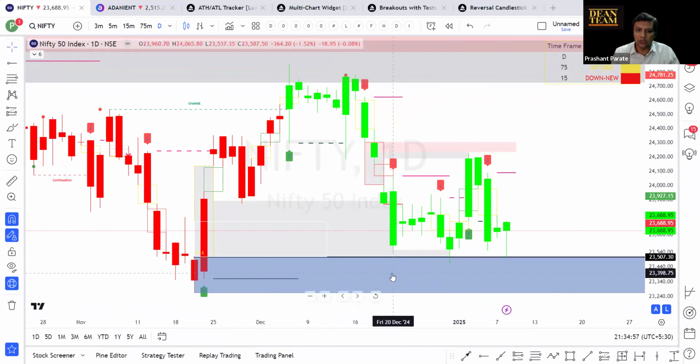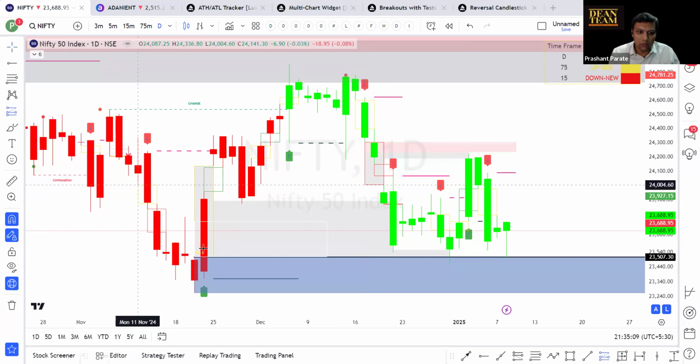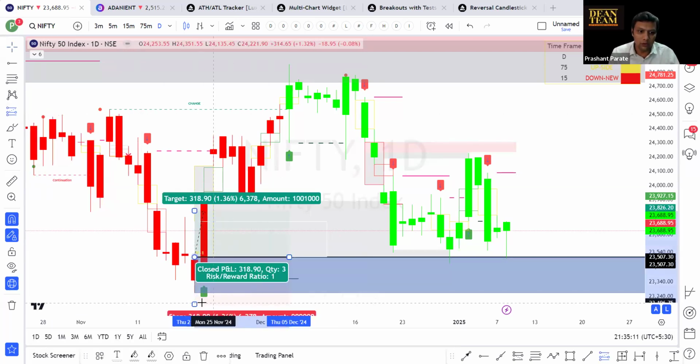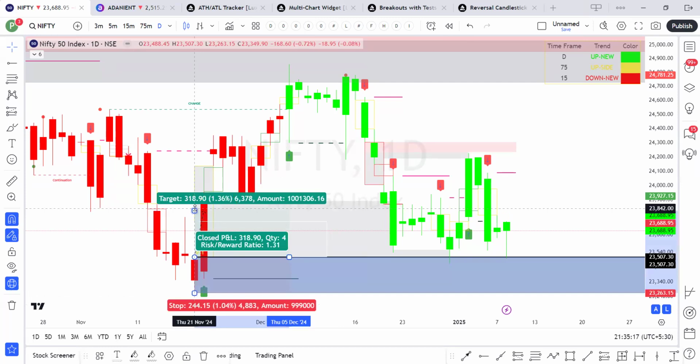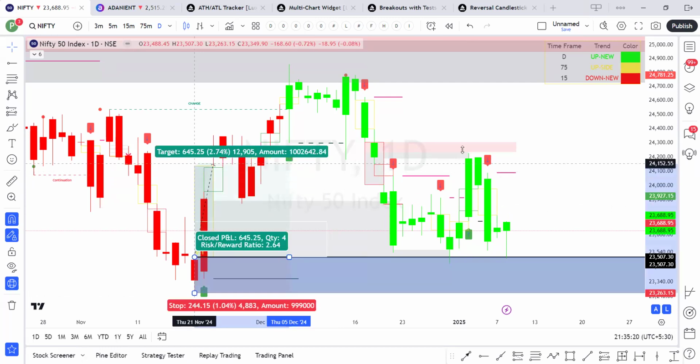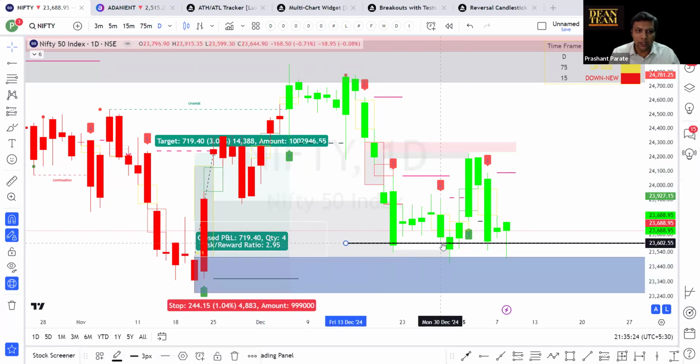So when the force is down, then we may find some support, but prices may not rise rapidly. And what do we see here? If we check with the long position tool, the stop loss for this trade was around 244 points. It went up around 719 points.